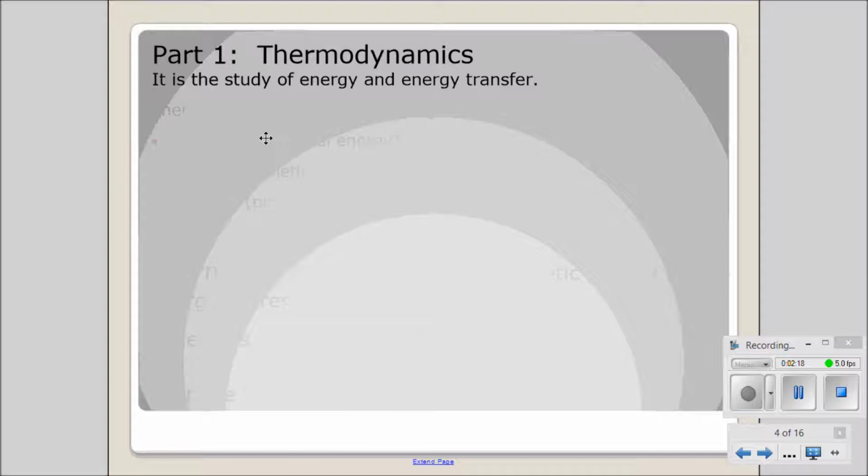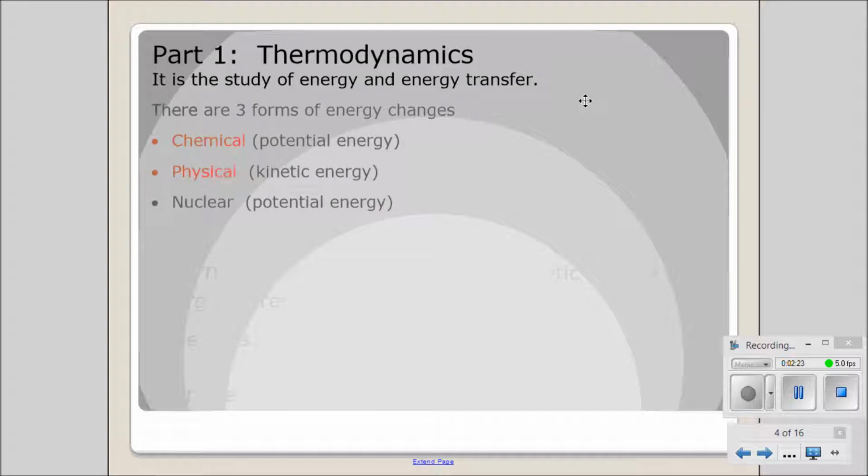If we take a look at them, the first type is chemical, which is really potential energy. Chemicals have a certain amount of energy in them. Another type of energy is the energy of movement or physical energy, and that's called kinetic energy. And the last type, which we're not going to touch on here, and that's why it's in black, is nuclear or potential energy. There's energy in the nucleus of an atom when it's split. We don't discuss that in this class.